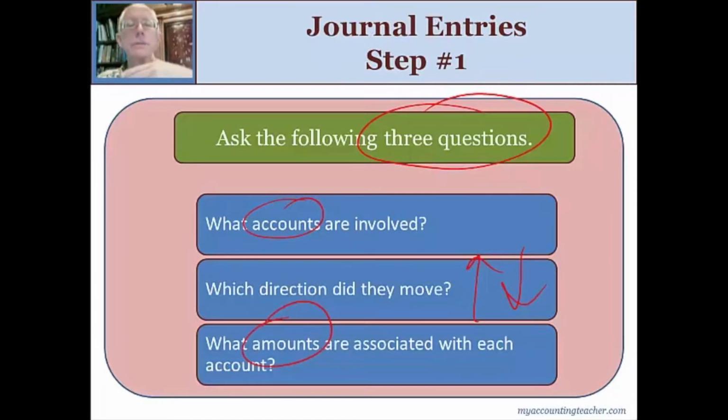If it's cash, how much cash? $327? How much are we talking about? So just those 3 questions. What accounts are involved? Second, which direction did they move, up or down? And third, what were the amounts? We're going to ask those same 3 questions over and over and over.